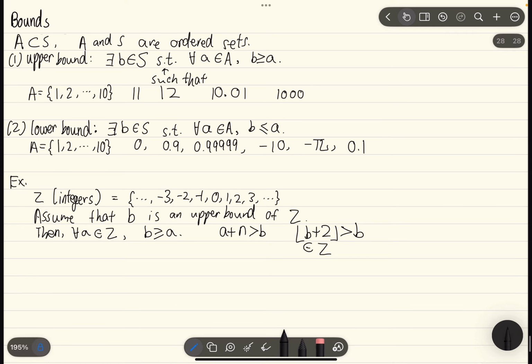Another example would be the natural number set, where this includes all the numbers from 0 to infinite. Well, this set has a lot of lower bounds. It has an infinite number of lower bounds, but it has no upper bound because there's no upper limit actually. Its upper limit is infinite.